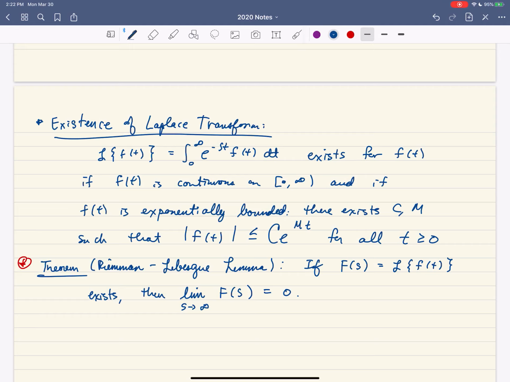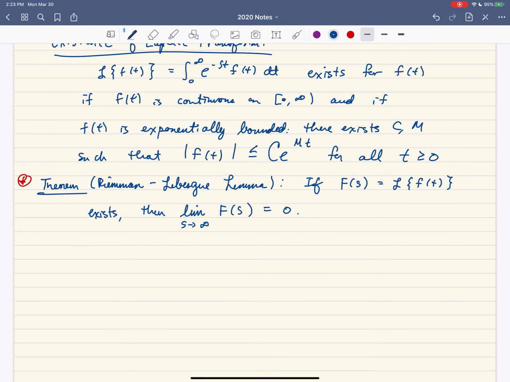What that means is that there is no function f where the Laplace transform of f is, say, s. This can't happen for any function f. There is no function f with this property, because if there was, that would violate the Riemann-Lebesgue lemma, because s doesn't go to 0 as s goes to infinity. It goes to infinity. So this is the Riemann-Lebesgue lemma.